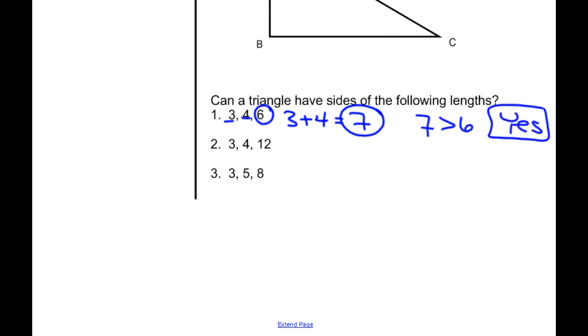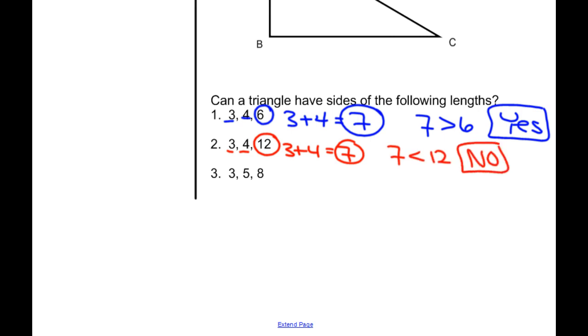Let's try another one. If we have 3 plus 4, we still know that equals 7. Those are our two smaller sides. We're going to compare 7 to 12. Well, 7 is less than 12, so no, these three cannot be a triangle.